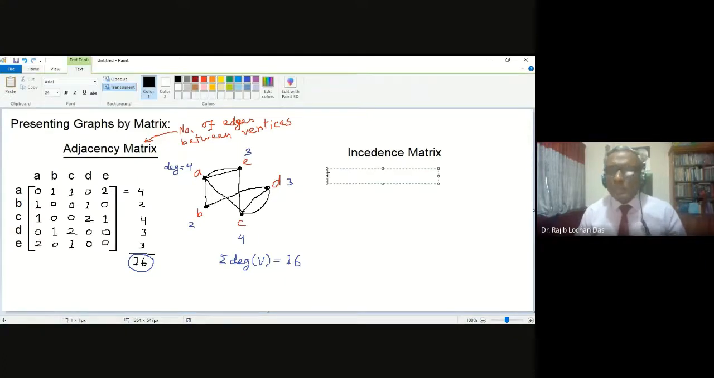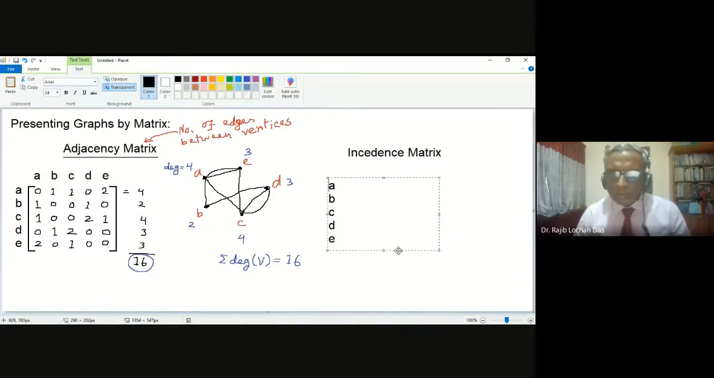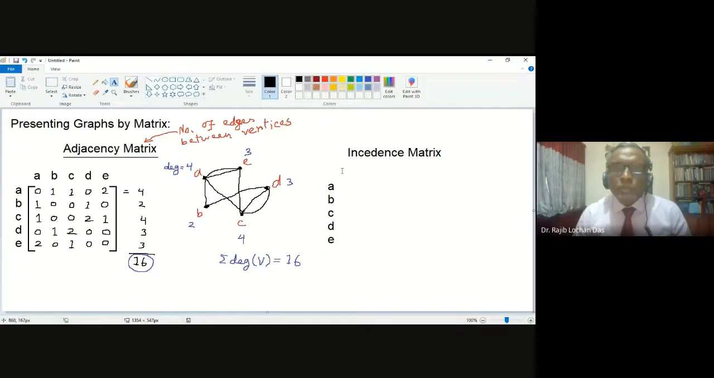So normally we write the rows. Rows are the vertices. So A, B, C, D, E. Rows are the vertices, and the columns are the edges. So you need to have names for the edges. So every line should be named.